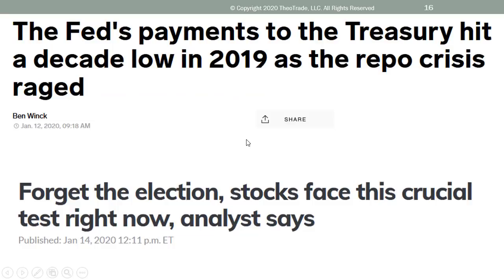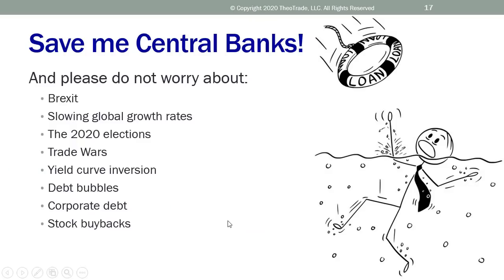By the way, I wanted to throw a couple more in here for some fun. The Fed's payments to the Treasury hit a decade low in 2019 as the repo crisis raged. Oh yeah, that was 2 days ago. And, forget the election, stocks face this crucial test right now. And that was, of course, today. An article published literally today at noon. I just wanted to give you some very recent, very pertinent data.